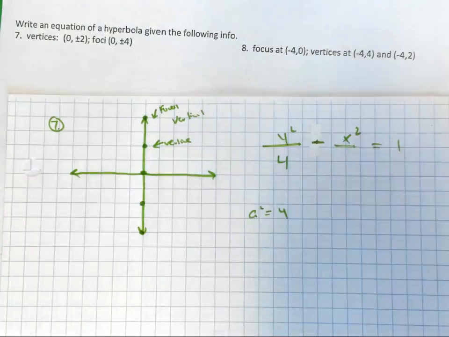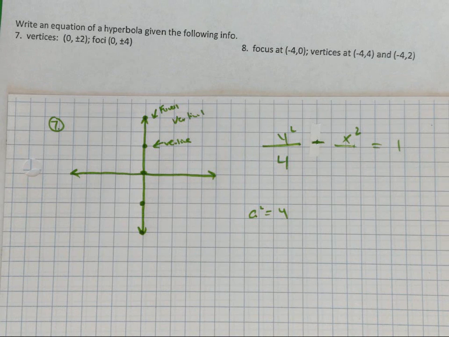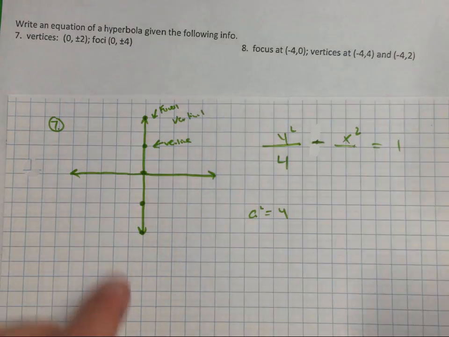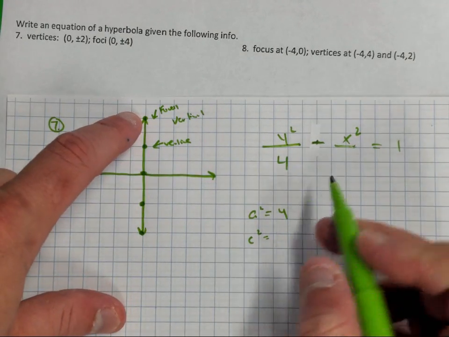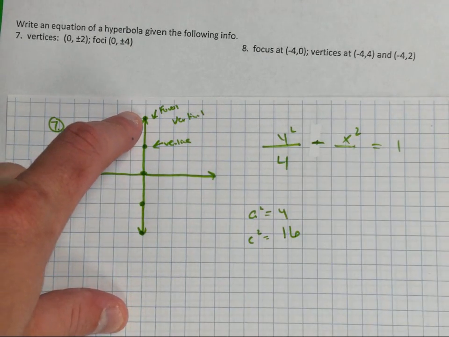B comes next, but we have no idea what's going on in B. Well, what piece of information do you think we could use here to find B? A squared and C squared to find B squared, couldn't you? C is the distance from the center to one of the foci. How far is it from the center to one of these? 4. What's 4 squared? 16.